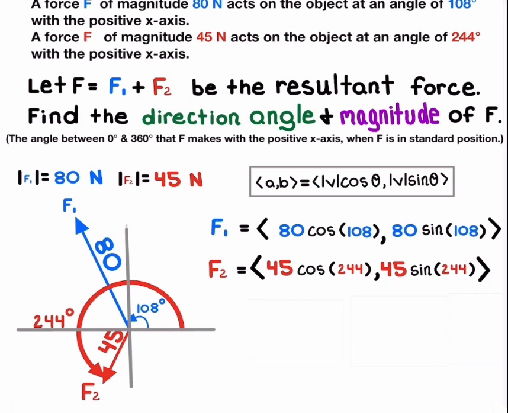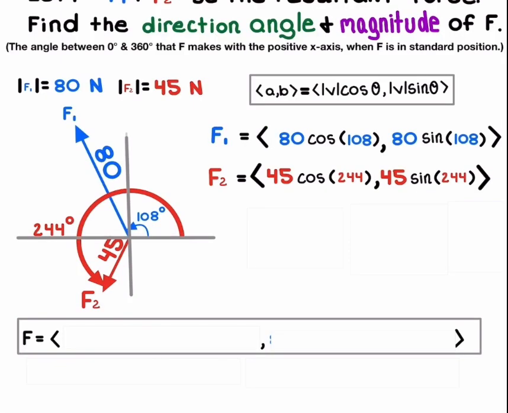Using the component form of the vectors F sub 1 and F sub 2, we can now find the component form of F, our resultant vector. All we need to do is add the x components of F sub 1 and F sub 2 to find the x component of F, and then add the y components of F sub 1 and F sub 2 to find the y component of F.